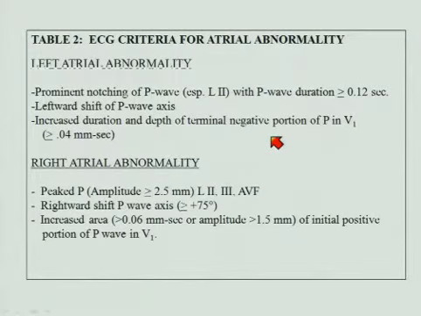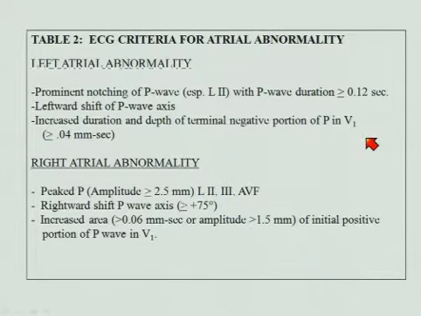Now, we said left atrial abnormality is commonly present in LVH and strengthens the diagnosis. Prominent notching of the P wave, especially in lead 2, with a P wave duration of 120 milliseconds and a leftward shift of the P wave axis. And then in V1, there's increased duration and depth of the terminal negative portion of the P wave, at least 1 millimeter for 40 milliseconds.